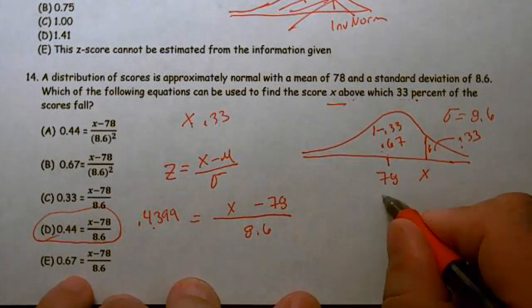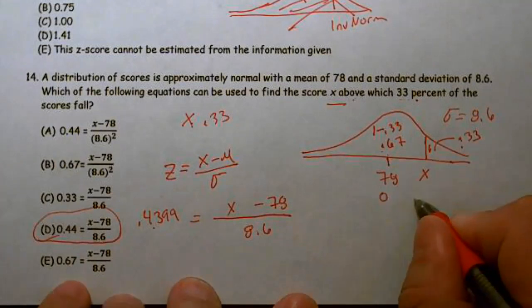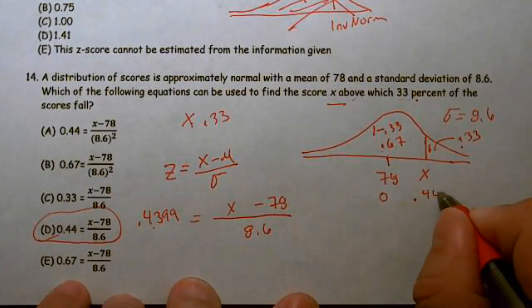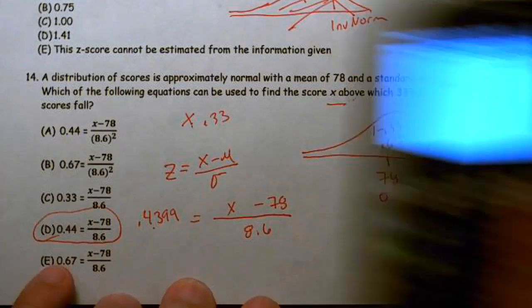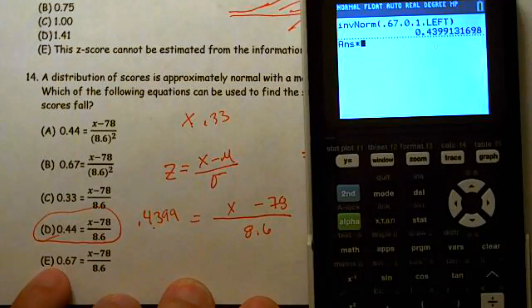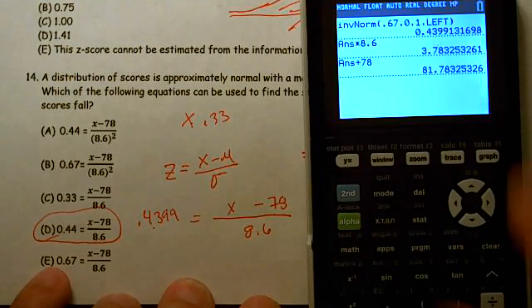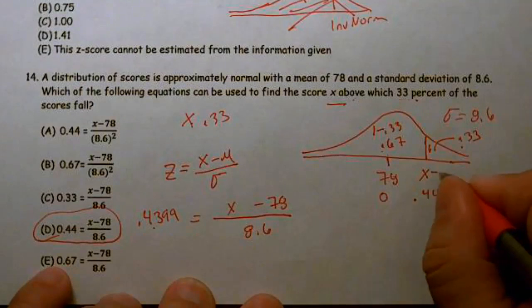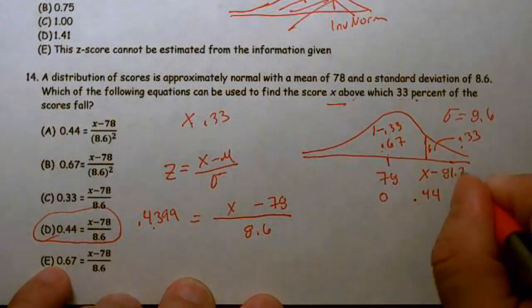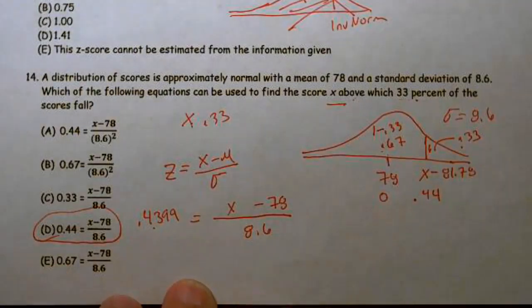So this right here has a z-score of 0. This has a z-score of 0.44. And if I wanted to, I could solve this by algebra by multiplying it by 8.6 and adding 78. We end up with 81.78. They didn't ask, I didn't specifically have to give that information because they wanted the formula, but there you go.